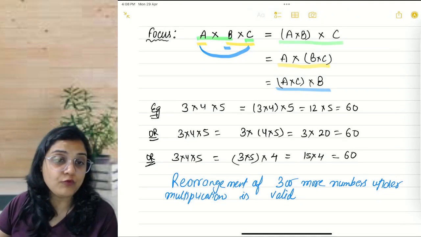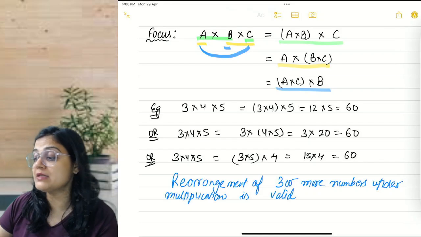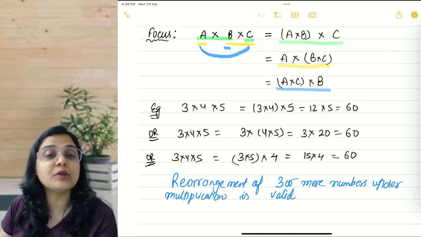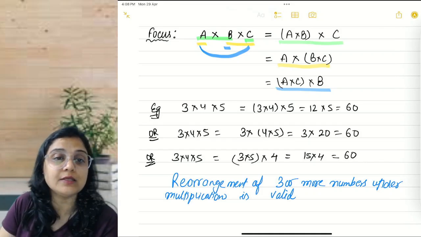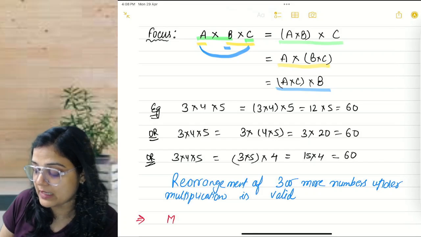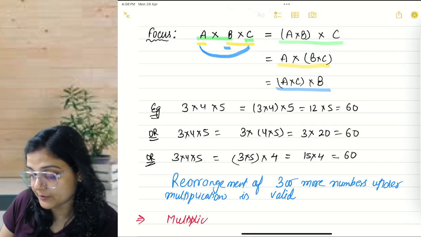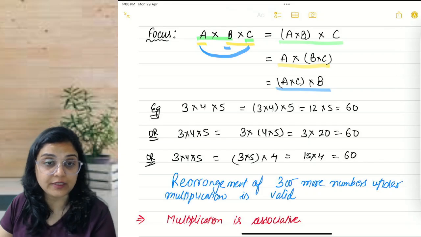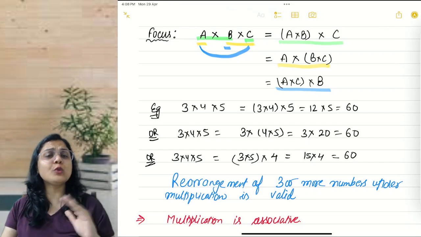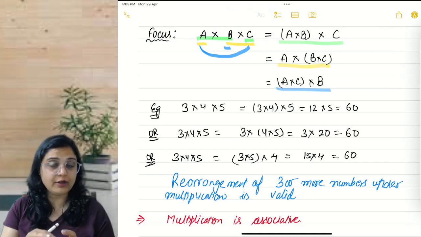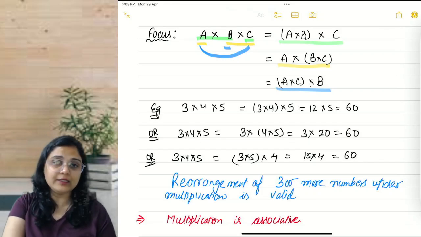Many of you, if you have studied it earlier in your class, must have heard about it. There is a special name for this property, and if you have not heard, you can just call it rearrangement. Otherwise the name is associative. That means we say multiplication is associative. Multiplication is associative. That means you can just rearrange the numbers. You can multiply the numbers using different groups. In all the conditions, you are going to get the same answer.